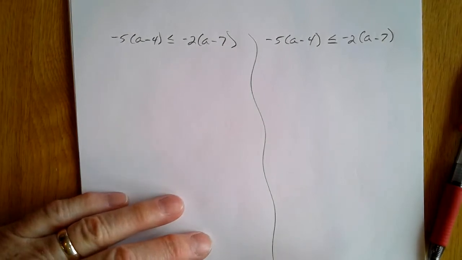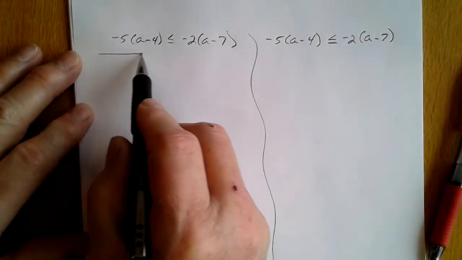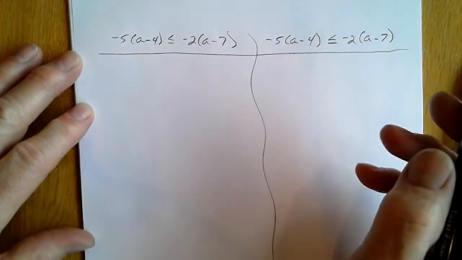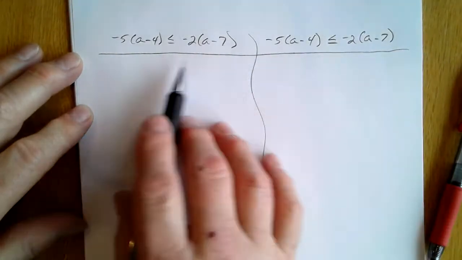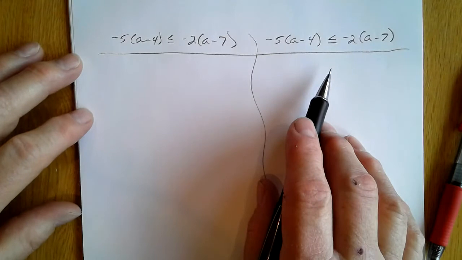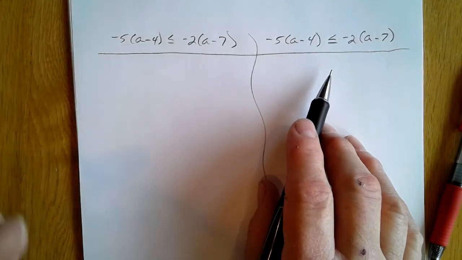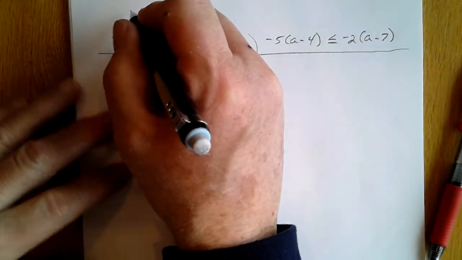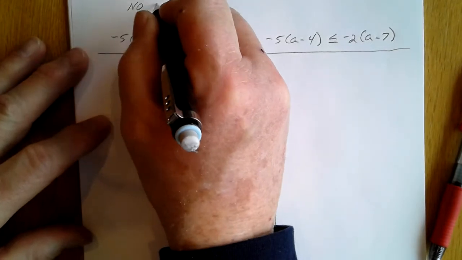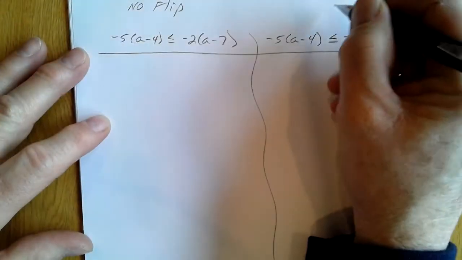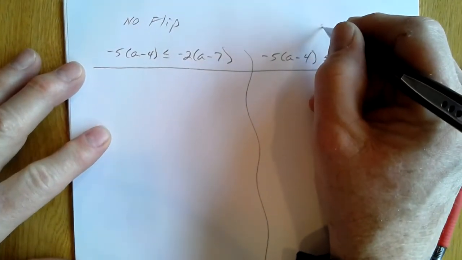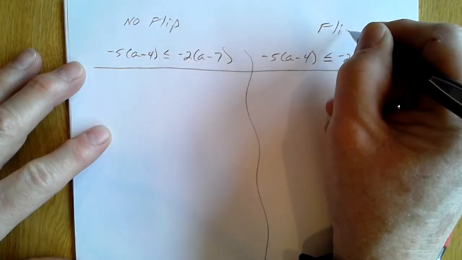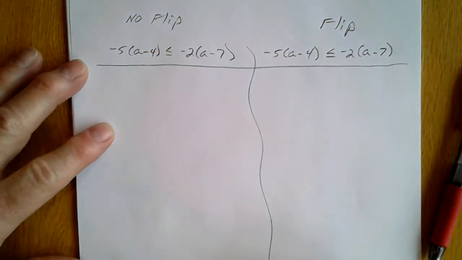Okay, hey guys. I got a good question via email today. Why do we flip? And this was the inequality that the student shared with me. So, what I'm going to do is I'm going to work it one way with no flip, and then I'm going to work it another way with a flip. And I'll show you the difference.